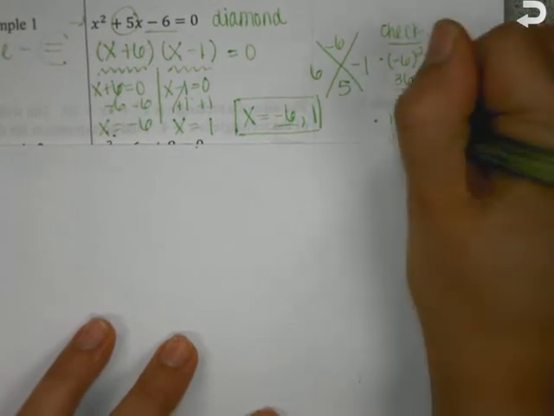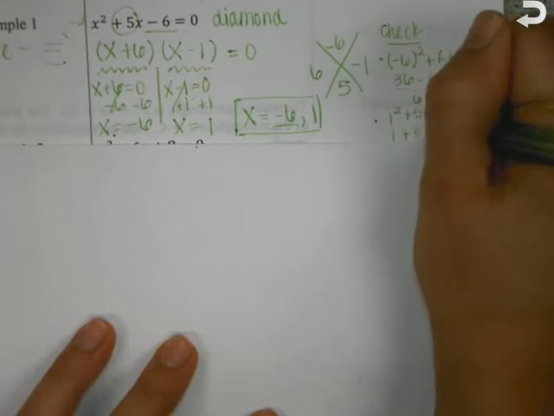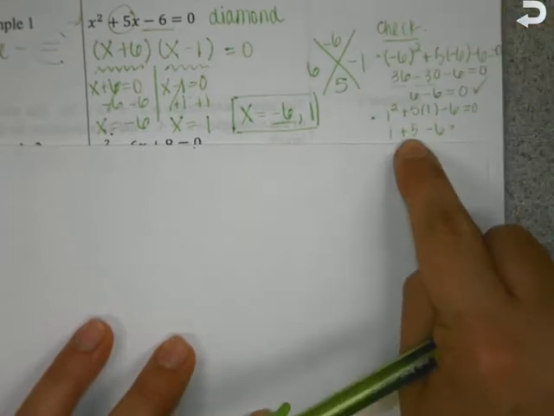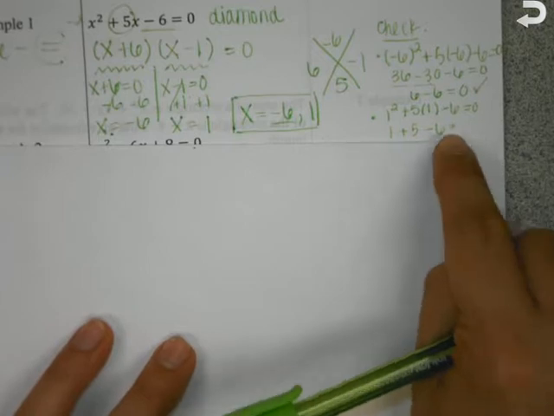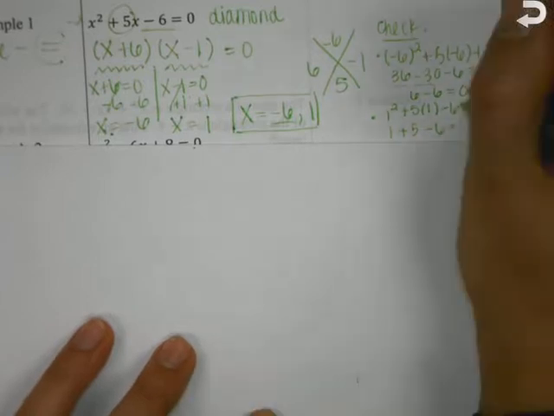Minus 6. Okay, 1 plus 5 gives me? 1 plus 5? 6. 6 minus 6 gives me? 0. So is 1 a correct answer? Yes.